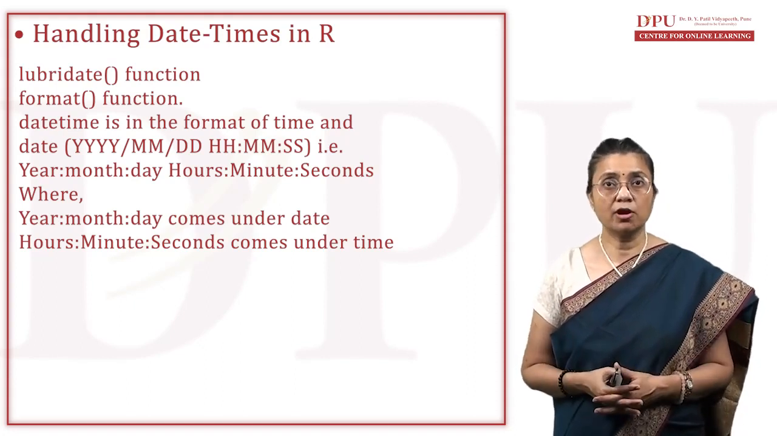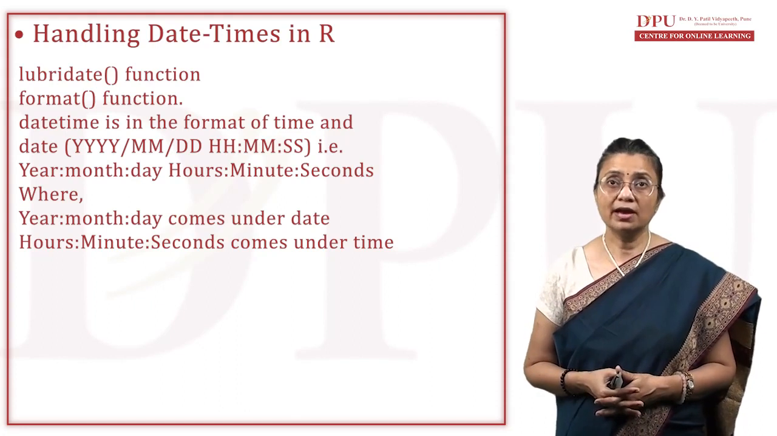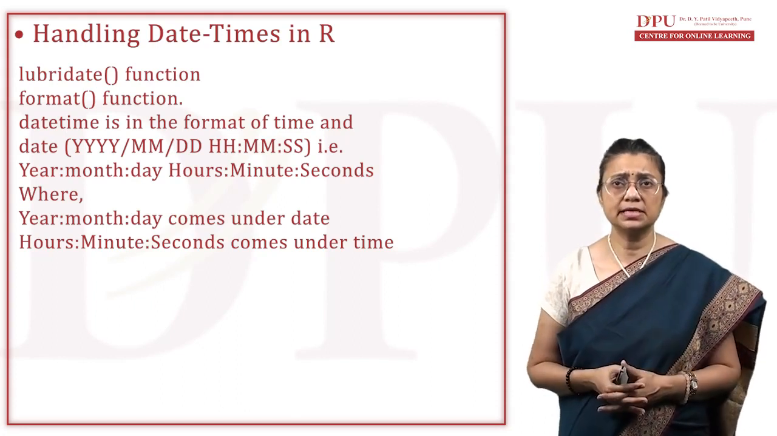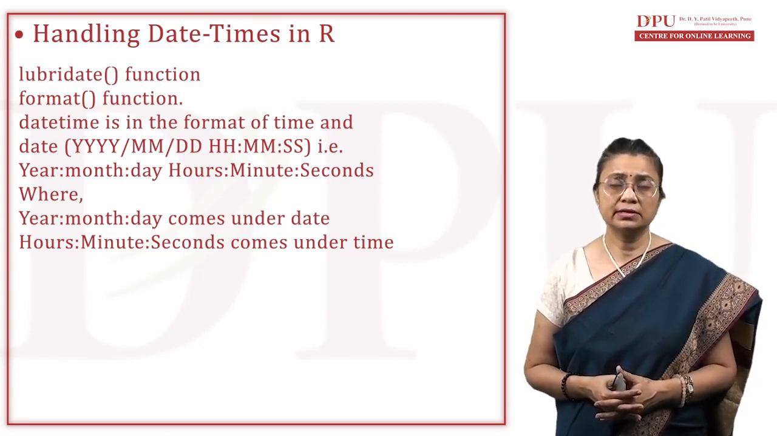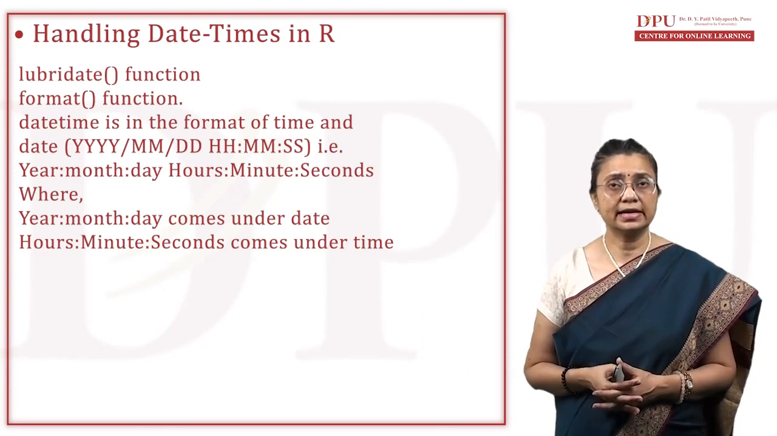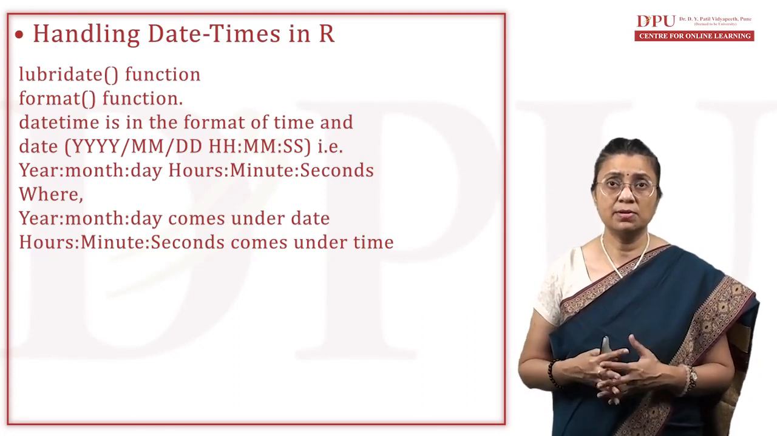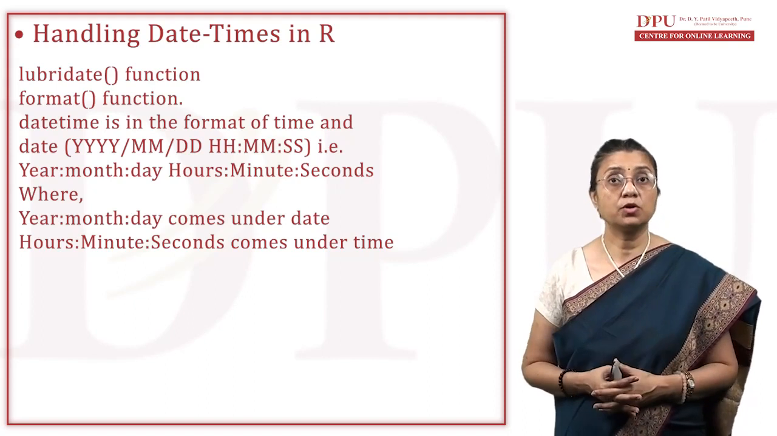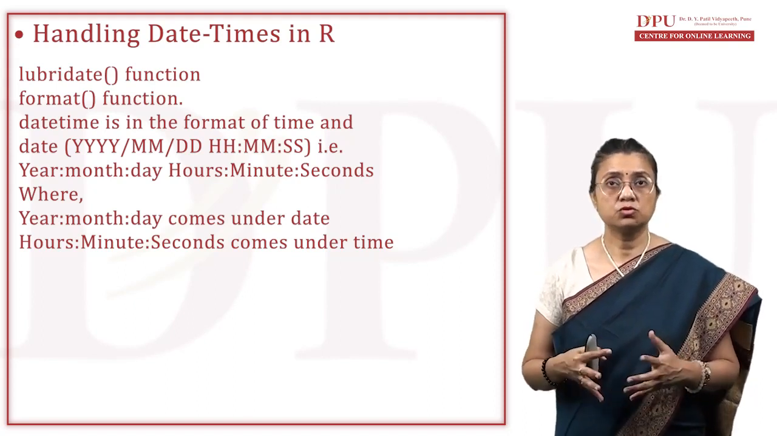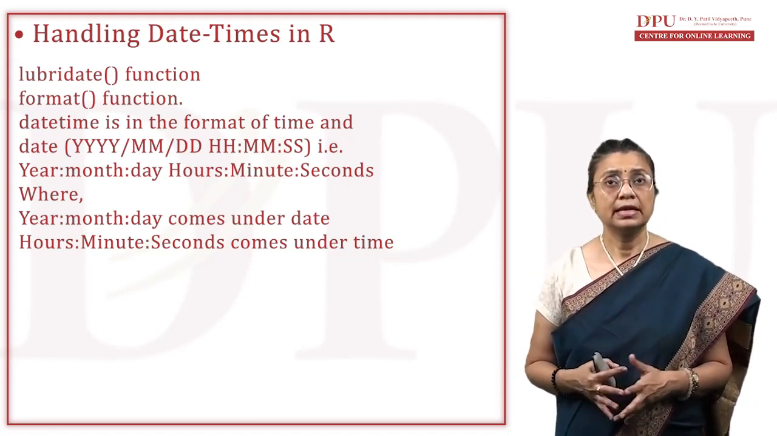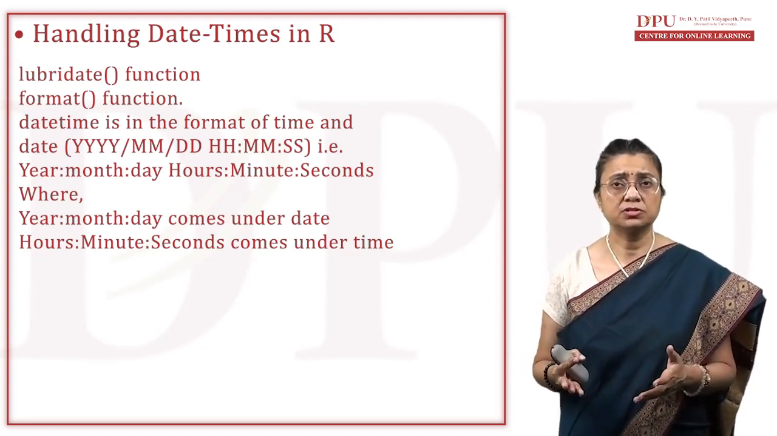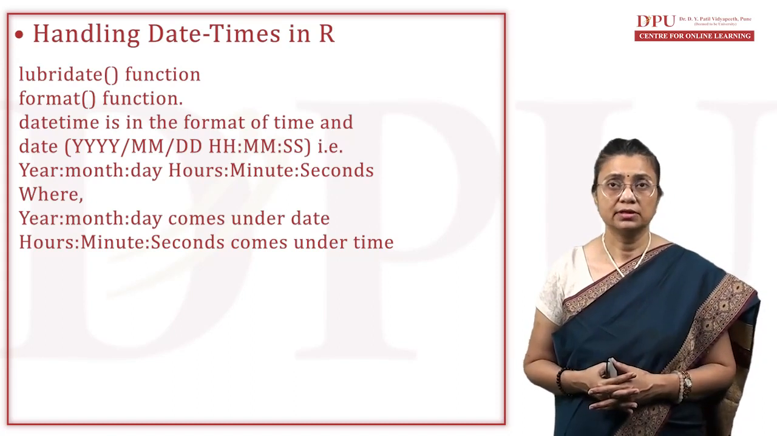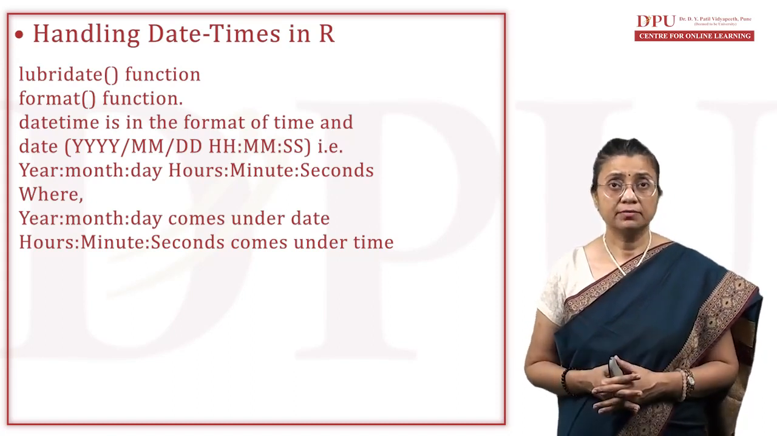Date time is in the format of time and date. We have seen that time is always in the form of hours, minutes, seconds, and date is in the form of year, month, and day. So you can see over here that the format for date is YYYY/MM/DD, which stands for year in 4 digits like 2022, month in 2 digits like 06 for June, and day of the month like 31st or 30th or 29th, whatever. So that is about the date part of the format.